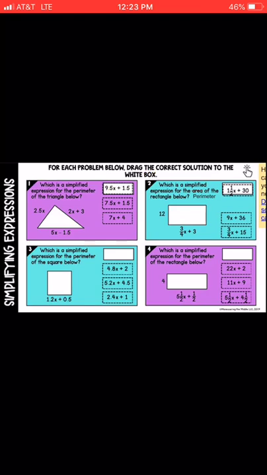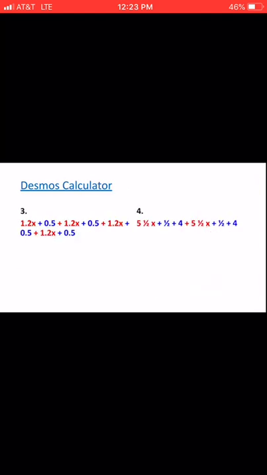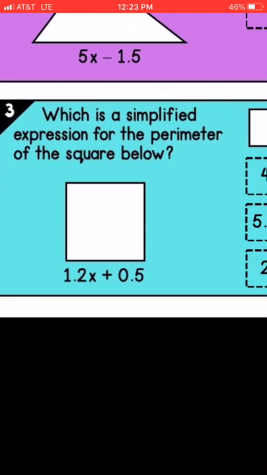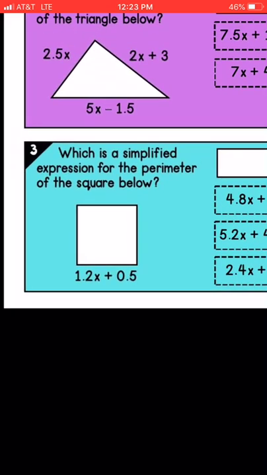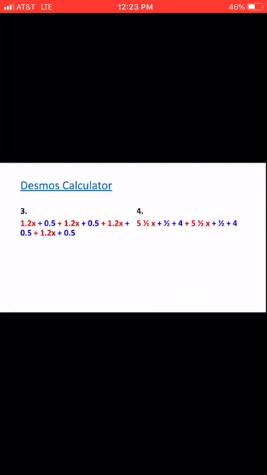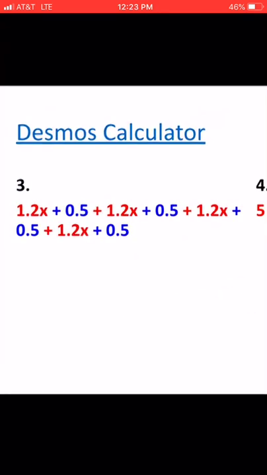You will do problems 3 and 4 on your own. And there's a setup. I wanted to show you something on number 3. Number 3 is a square. And so on a square, you'll notice that it only has one side labeled. That is because all 4 sides are also 1.2x plus 0.5. We know that a square, all sides are the same. So we must put that number on each side. So that is what's been done for you.